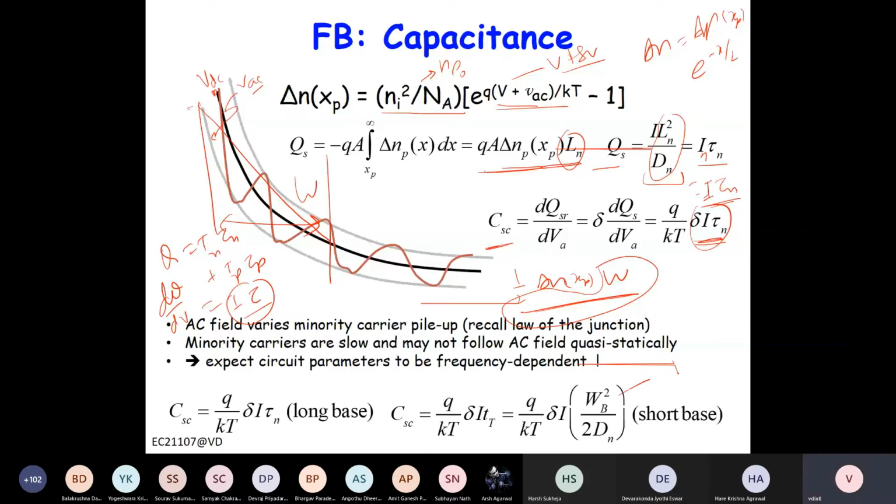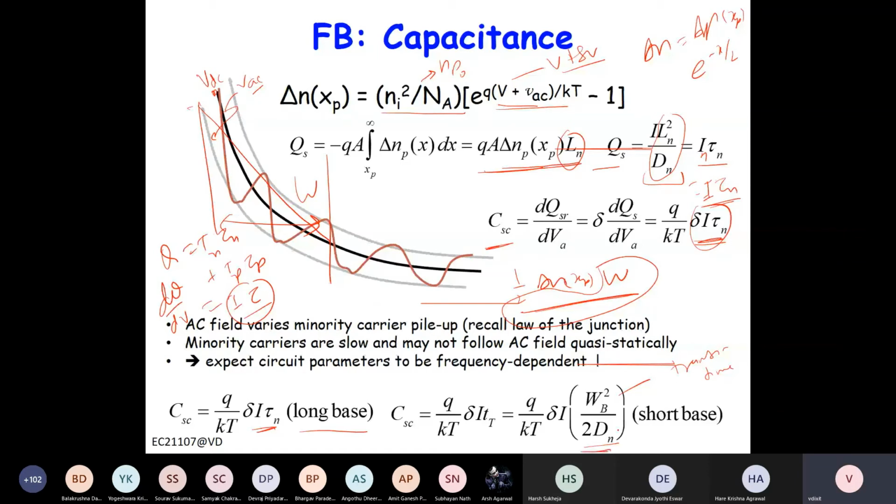So in the first case, when the length is large enough, these carriers are actually recombining, right? So in this region they are recombining, they are disappearing. So this is called long base, and your capacitance is Q by KT times delta I tau. In case of short base, instead of I tau, you can write I times W square by 2D, where W is the width, and it is much shorter than the diffusion length. And we will again discuss it when we discuss BJT.